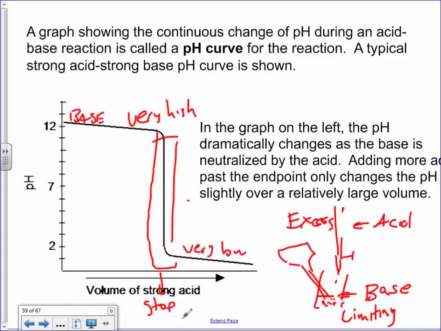And again, we had a name for that. Do you remember that name? I said it earlier today. When do you stop? What do we call that? Yeah, this is the endpoint.